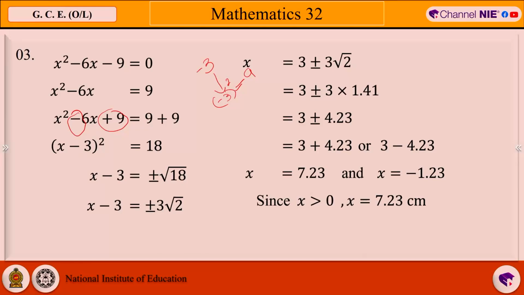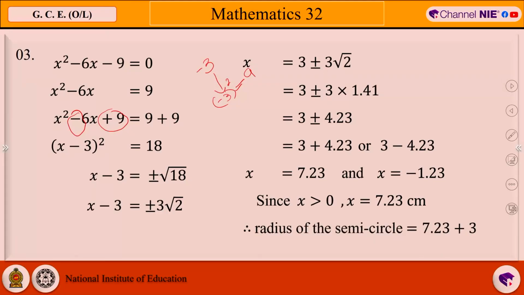We take the final answer as 7.23 for x. But this is not the answer they expect. They expect the radius of the semicircle, which is x plus 3. So, x plus 3 means 7.23 plus 3, which is 10.23, but you have to keep the answer to the first decimal place. So, it becomes 10.2 centimeters. So that's how we obtain the last answer by writing correct steps.